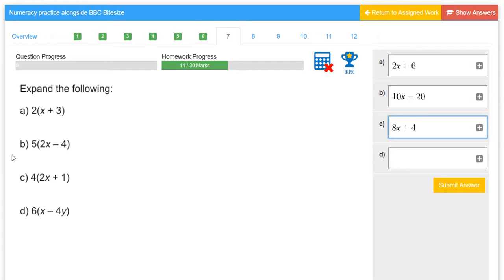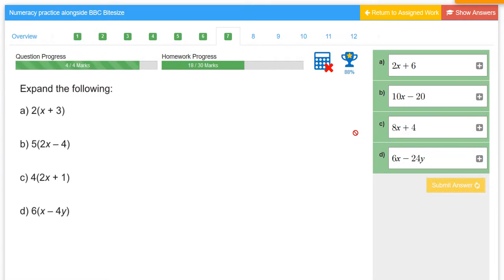And finally, 8 lots of x and 8 lots of negative 4y. A little bit harder. 6 times x is 6x. The negative goes there. 6 times 4 is 24, but it's not just 24 by itself. It's 24 lots of y. Let's see how we did there. Super.